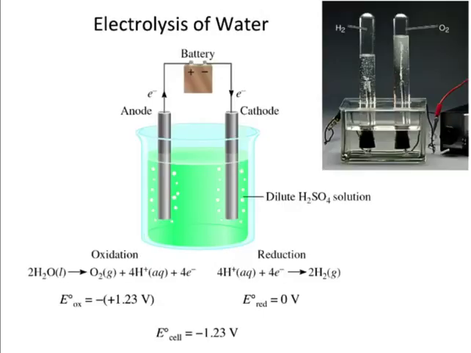You could also do this with water. The oxidation and reduction reactions are listed here. This is just the standard hydrogen electrode, so it's 0 volts. And the overall E cell is negative 1.23 volts, so it's non-spontaneous. But if you want to run this reaction, well, if you put more than 1.23 volts, then it'll go, and you'll make hydrogen gas and oxygen gas. Fun fact is that you'll make twice as much hydrogen gas as oxygen gas, because that's the stoichiometry of the reaction. That's kind of cool.